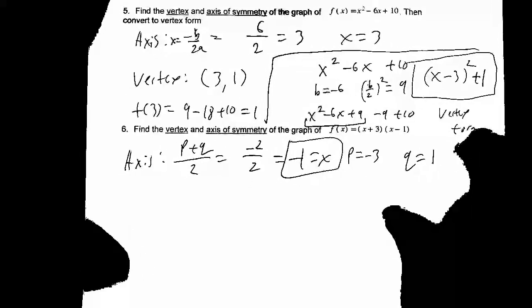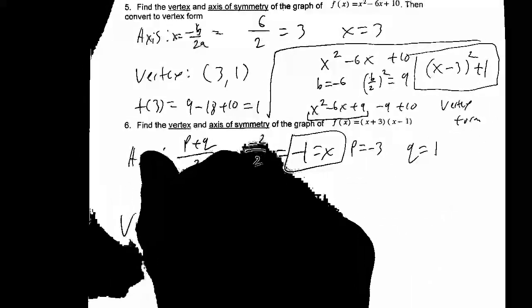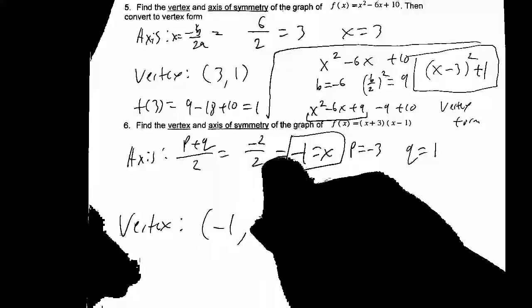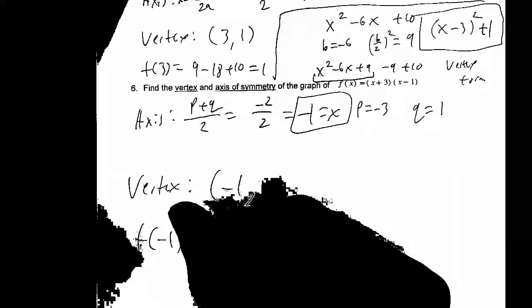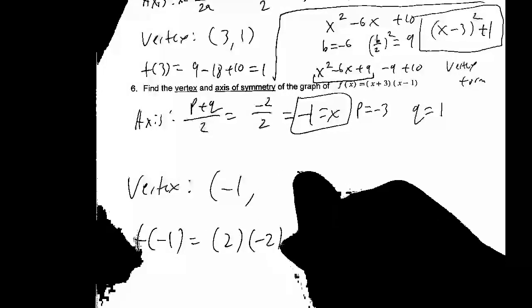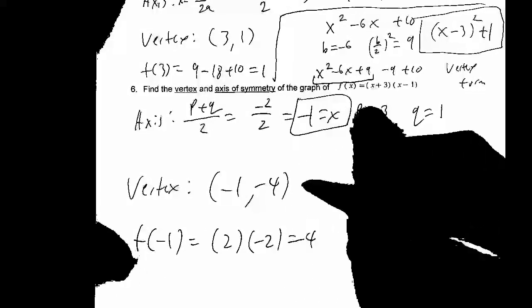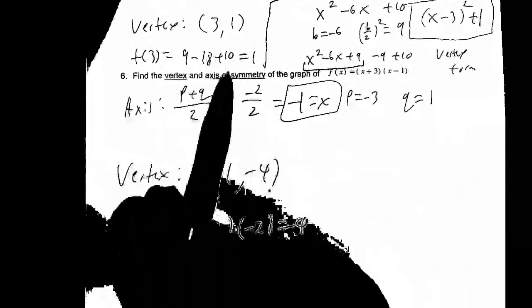And then, again, my vertex is going to be negative 1, comma, f of negative 1. So we'll just plug in negative 1. So we'll get 2 times negative 2, which is negative 4. So the vertex is (negative 1, negative 4). Okay? So that's the axis and vertex.